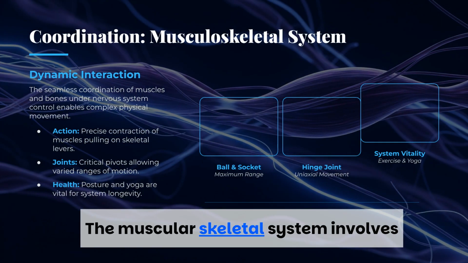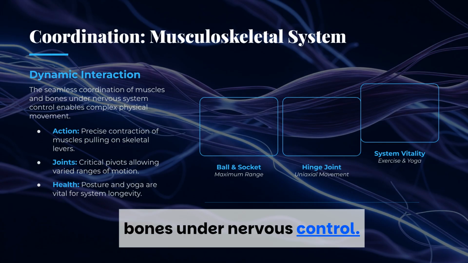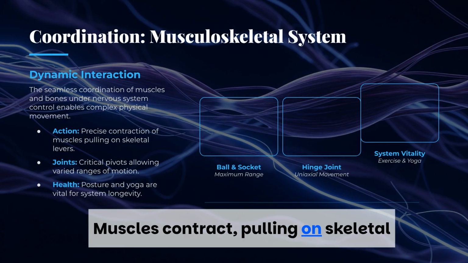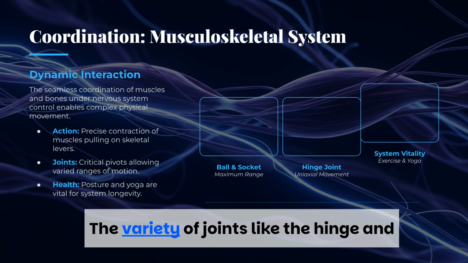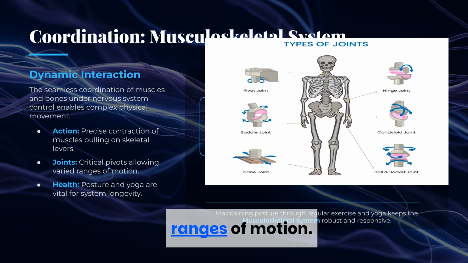The musculoskeletal system involves the dynamic coordination of muscles and bones under nervous control. Muscles contract, pulling on skeletal levers via joints. The variety of joints, like the hinge and ball and socket, allows for complex ranges of motion.